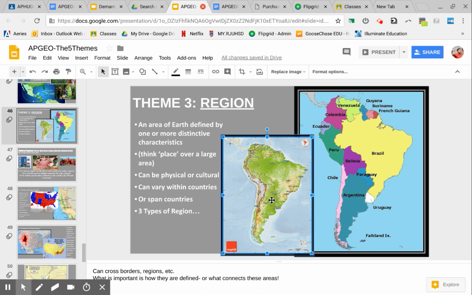Let's say everybody in this area was super duper racist or something. I don't think they are. I should have picked a better example. Super duper happy. Well, we would call this the happy region.